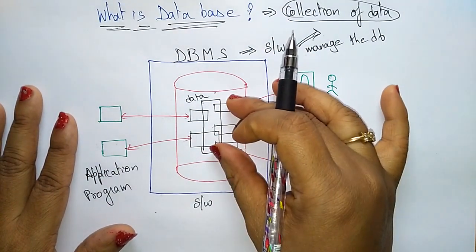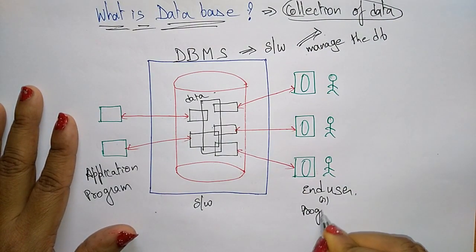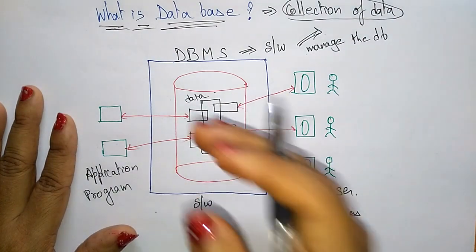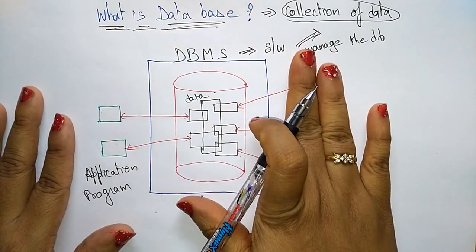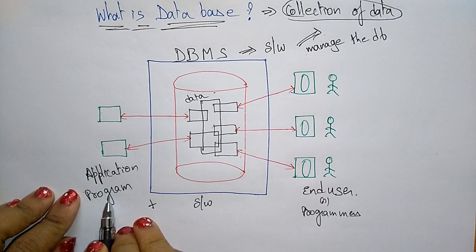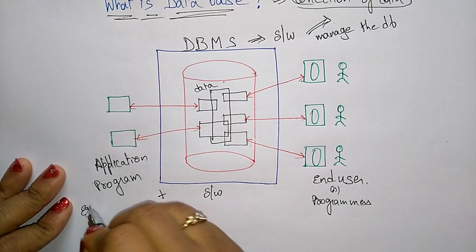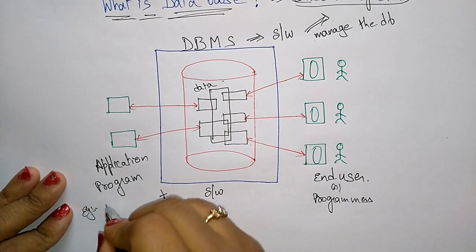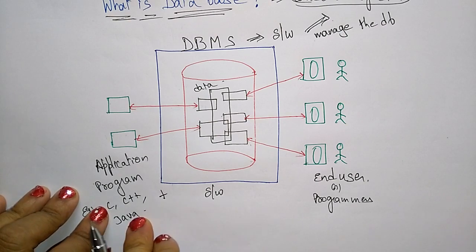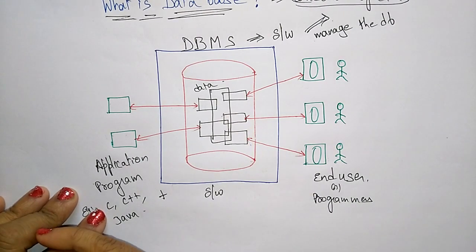This data will be accessed by the users, the end users. End users or the programmers or the administrators, means we are the users. We want to access the data. So how can we access this data? We can access the data only with the help of the database management system, means with the help of the software and the application program. So what do you call this application program? Application programs are nothing but like C, C++, Java. These are all different application programs. With the help of these application programs, we are accessing the data from the database management system.